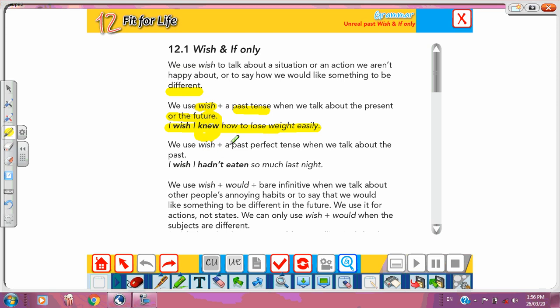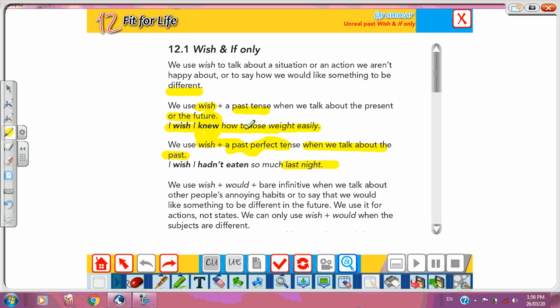What about if I want to talk about a situation in the past? I use wish or if only plus the past perfect. Who can tell me what the past perfect is? Excellent. It's had plus the past participle. So, I wish I hadn't eaten so much last night. You will ask me, Miss Nada, how will I know whether this situation is in the present or in the past? Very simple. Let's look at this sentence: last night. It's a situation in the past, so I'll use past perfect.